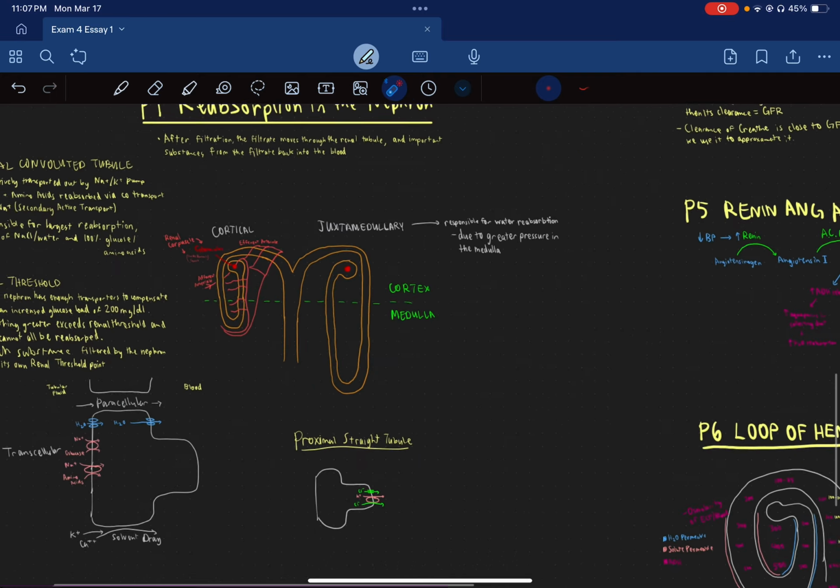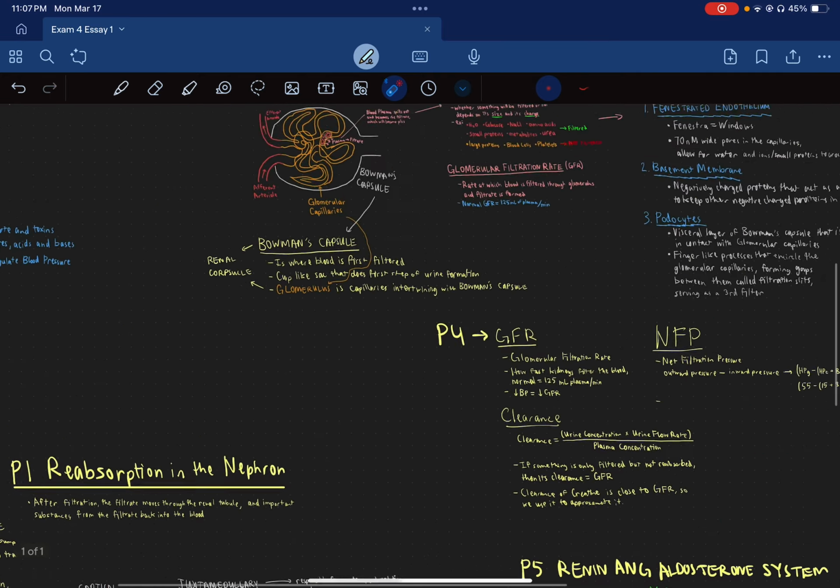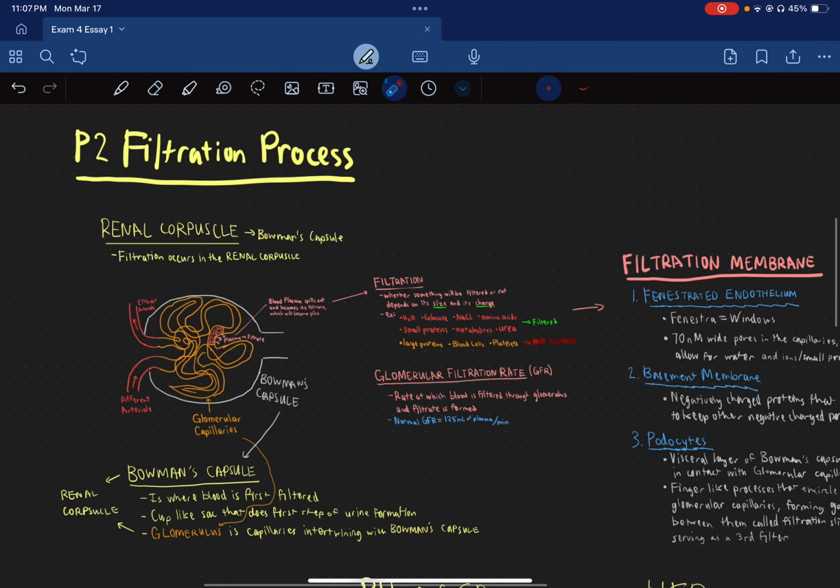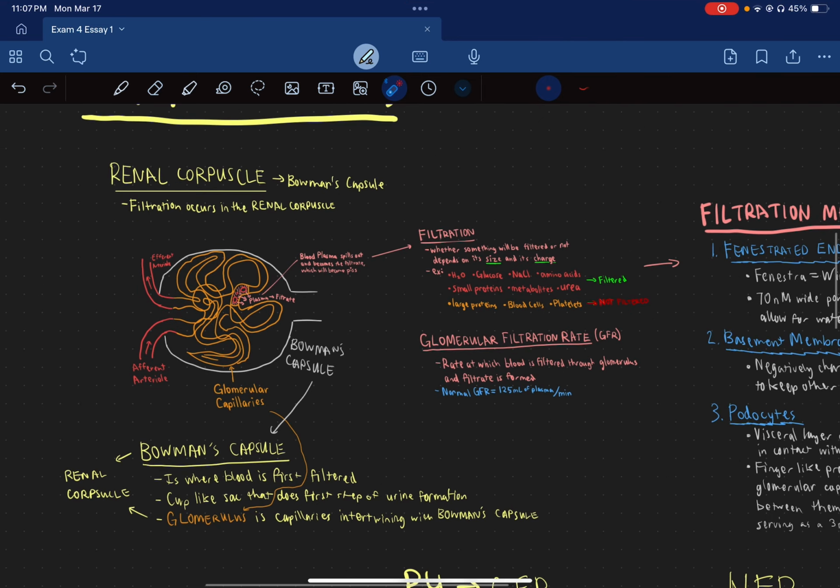So that's about all I want to go over here for reabsorption. Let's look at filtration real quick. All this filtration is going to happen in the renal corpuscle. We just looked at it. This is where the glomerulus is, and that's all inside of Bowman's capsule.